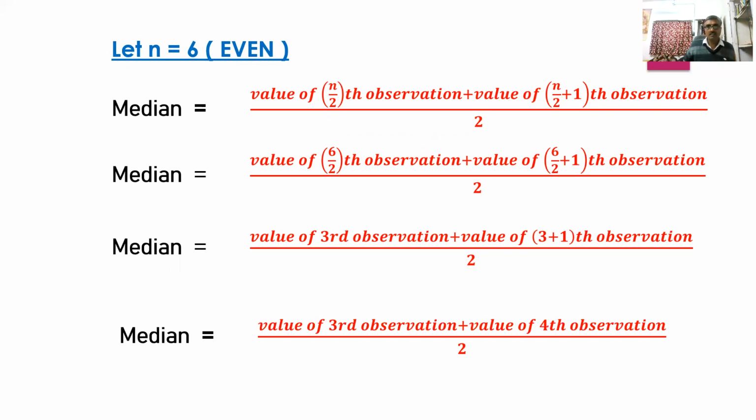You can write like this also. दैट इज आप ऐसे भी लिख सकते हैं बेटा. Median is equal to mean of third and fourth observations.